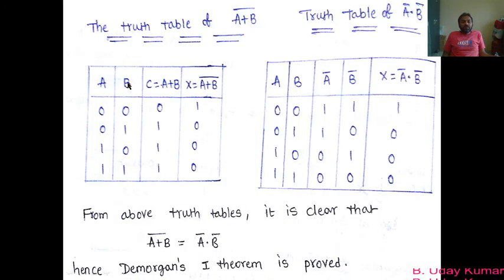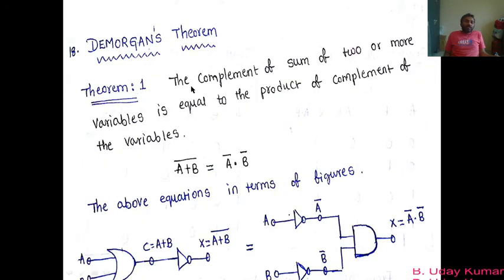Now coming to this one, De Morgan's theorem. So what is theorem 1? De Morgan's theorem 1. Remember, this topic is very important for your board examination. The complement of the sum of two or more variables is equal to the product of the complements of those variables. This is the statement of De Morgan's first theorem. The complement is nothing but bar.